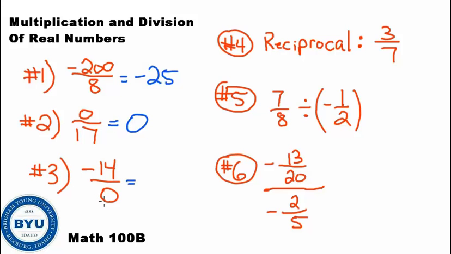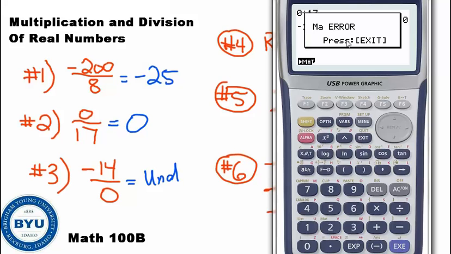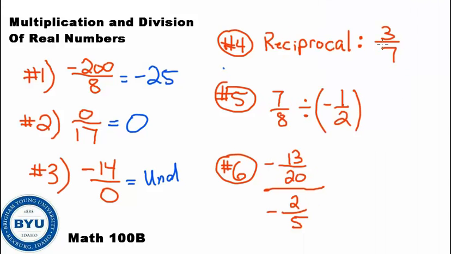0 divided by 17, remember that 0 divided by anything is 0. And negative 14 divided by 0, well, that's undefined. Don't forget that. If you type those into your calculator, you would have got those answers. Remember, you never divide by 0. The reciprocal of 3/7, you just flip it. It would be 7/3.